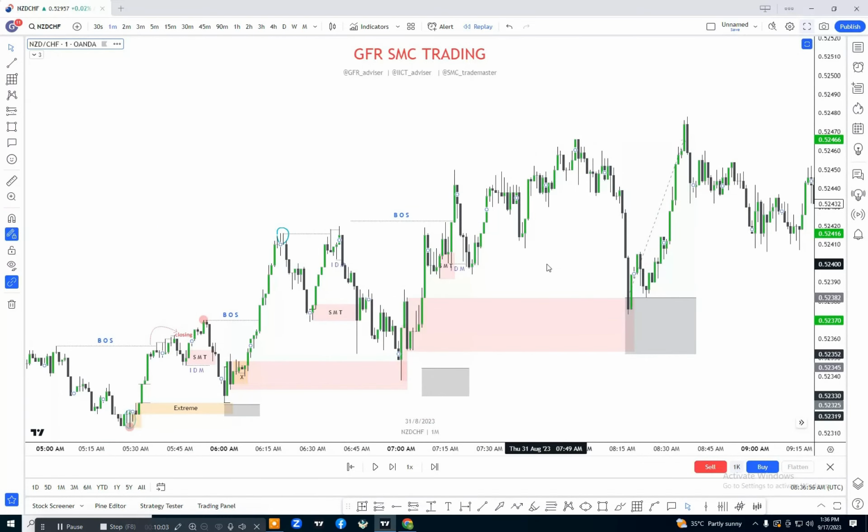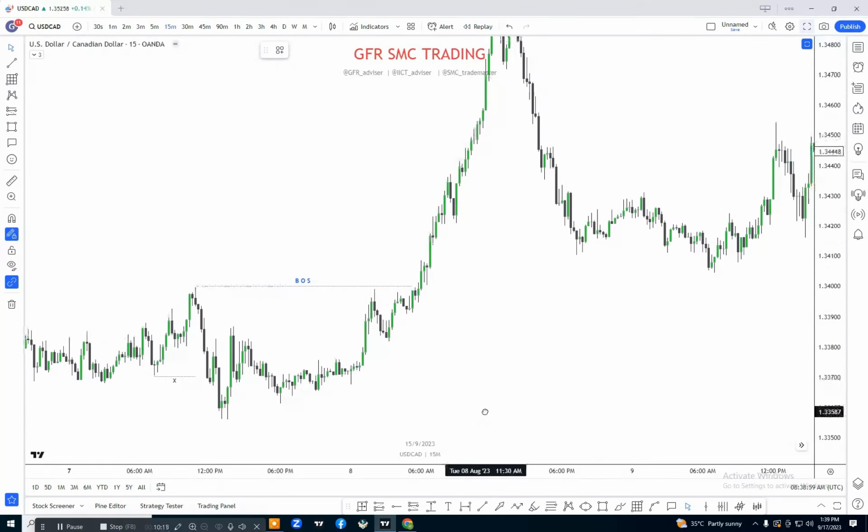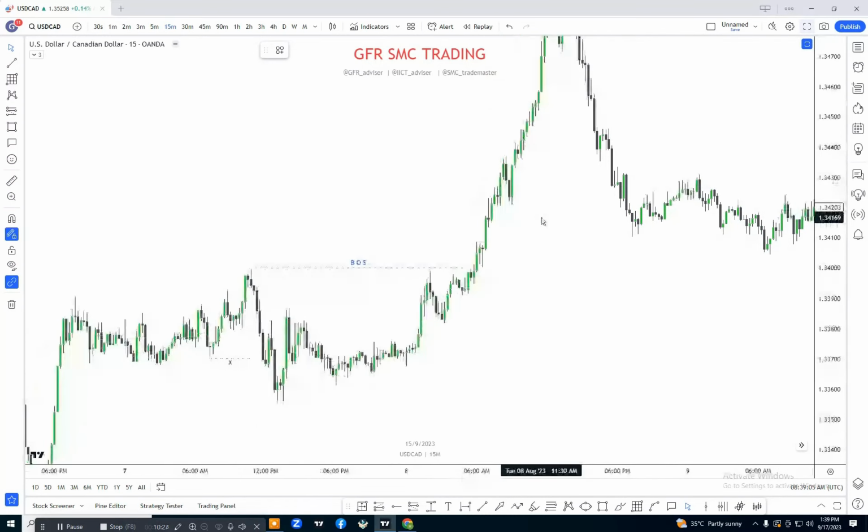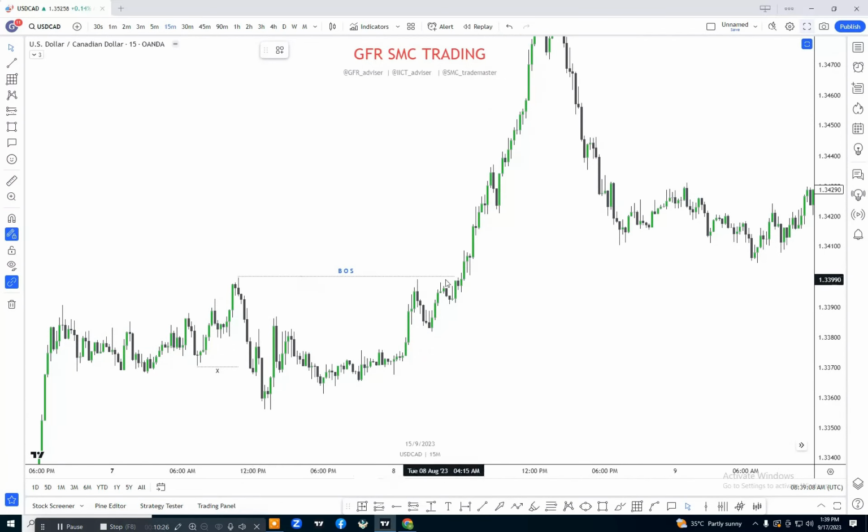Now in all these examples we have had just a single order block, which was our extreme order block. Now we need to switch to another chart in which we have a lot of order blocks in just a single candle. If we focus on USD/CAD in the 15-minute time frame, in this structure we have a breakout of structure and we have inducement as well.